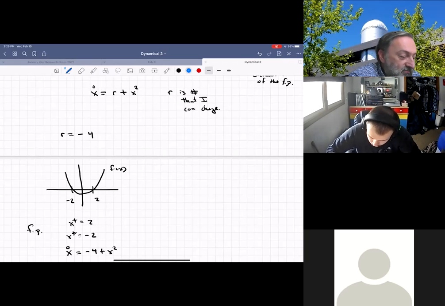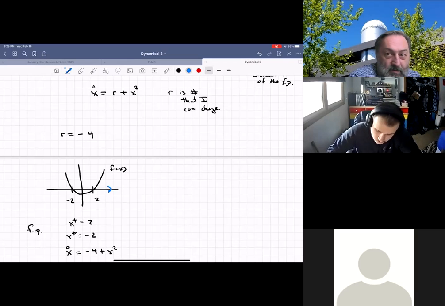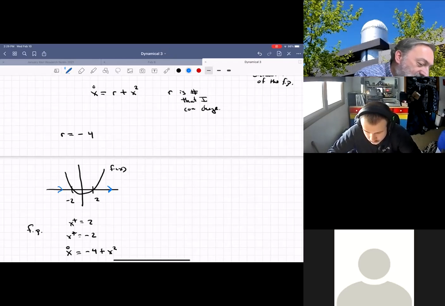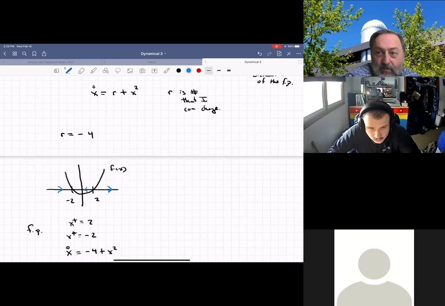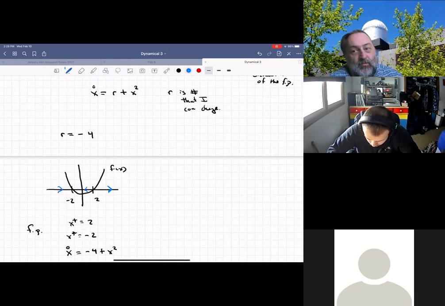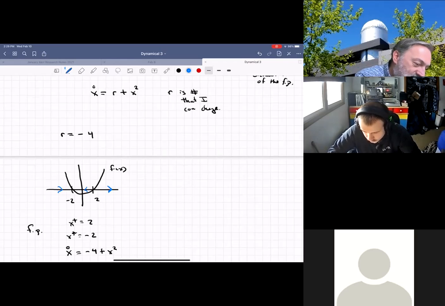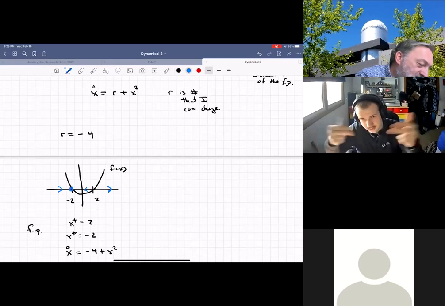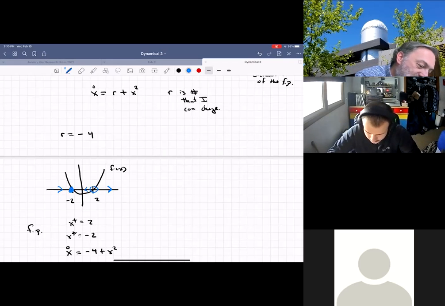You both draw some arrows. I think in this region, the flow is to the right, because f of x is positive. And I think in this region, the flow is to the left. So one of these fixed points is stable and one of these fixed points is unstable. Which one is stable? The one on the left is, because they're both flowing together. And this one is unstable, and this one is stable.